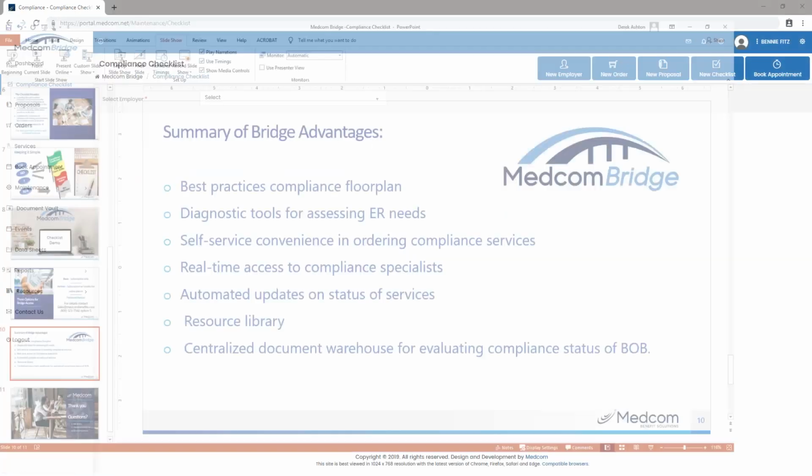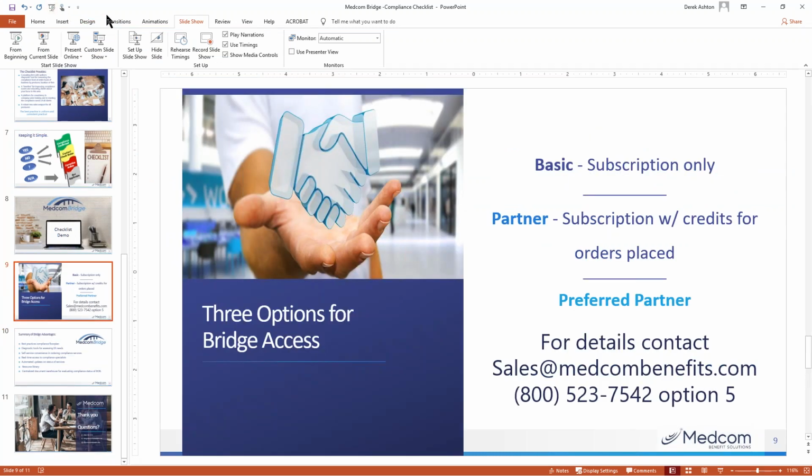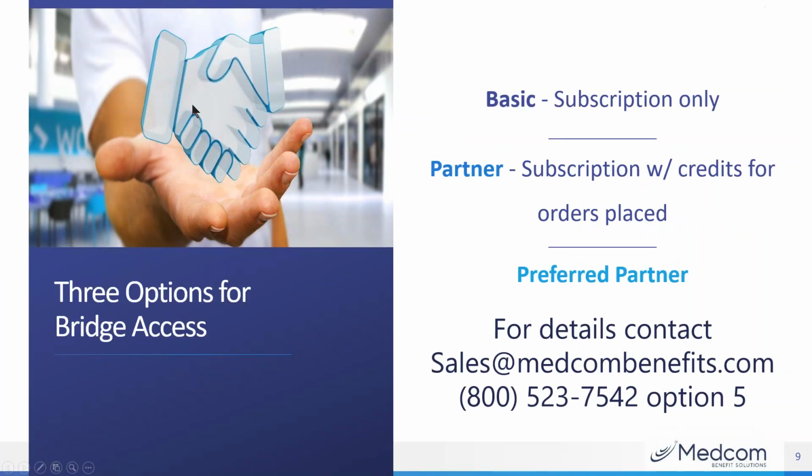Jumping back into our presentation for a moment, you might be asking yourself the question, how much does this cost? Well, that's a great question. There are 3 options on cost. The first is what we call the basic. That would be for a brokerage or agency that is just looking to use the compliance checklist, and that's all they want. In that scenario, there's a subscription fee that can be paid for access to this and use of this system.